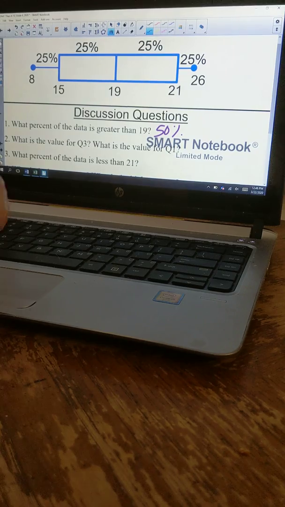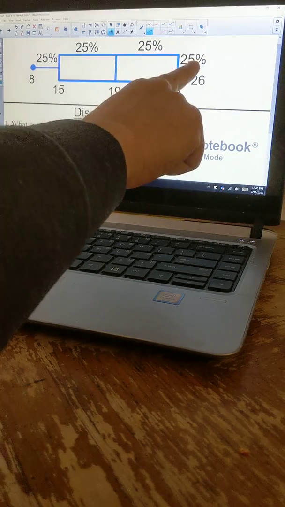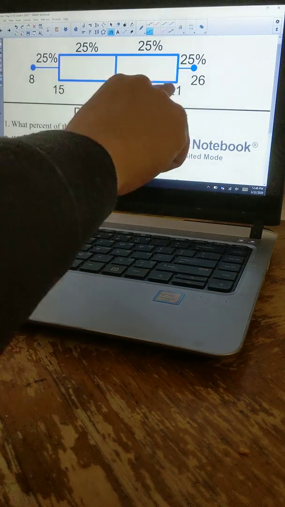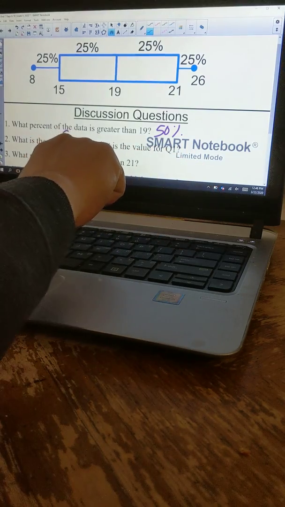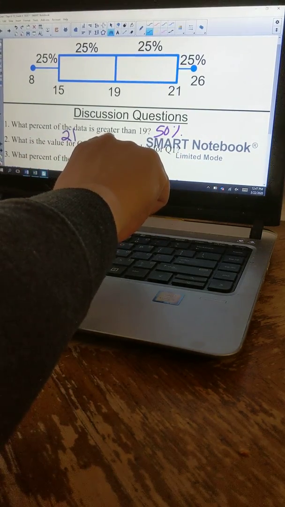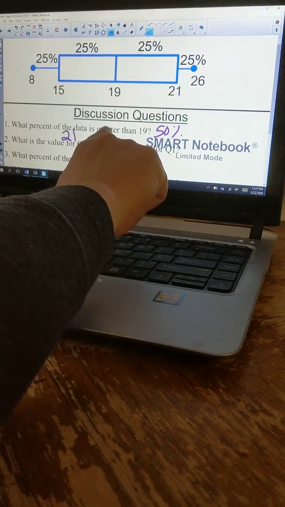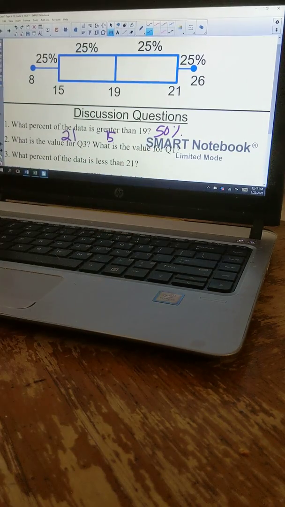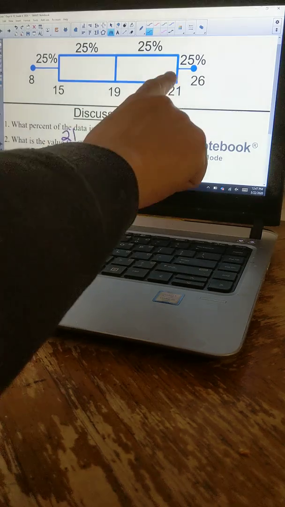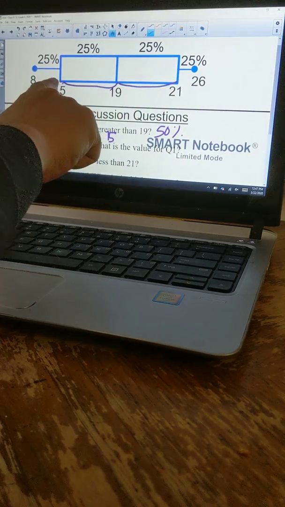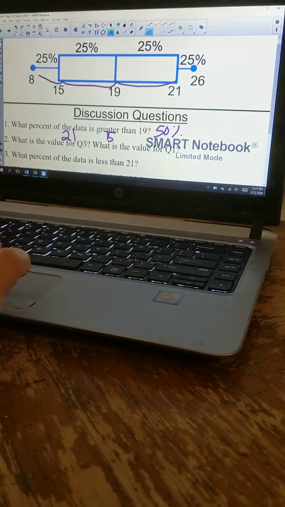Well, that's a simple one because lowest number, highest number, median, Q1, Q3. Q3 is 21. Q1 is 15. And the last question, what percent of the data is less than 21? 25, 50, 75% of the data is less than 21.